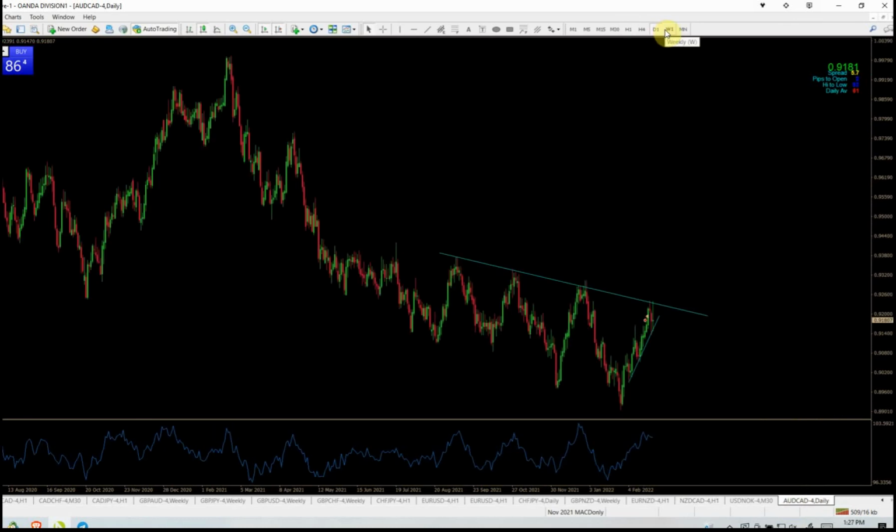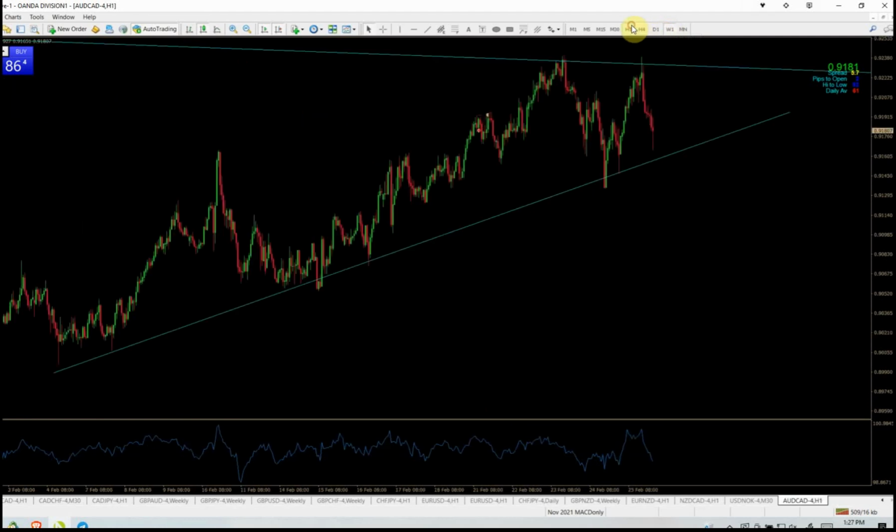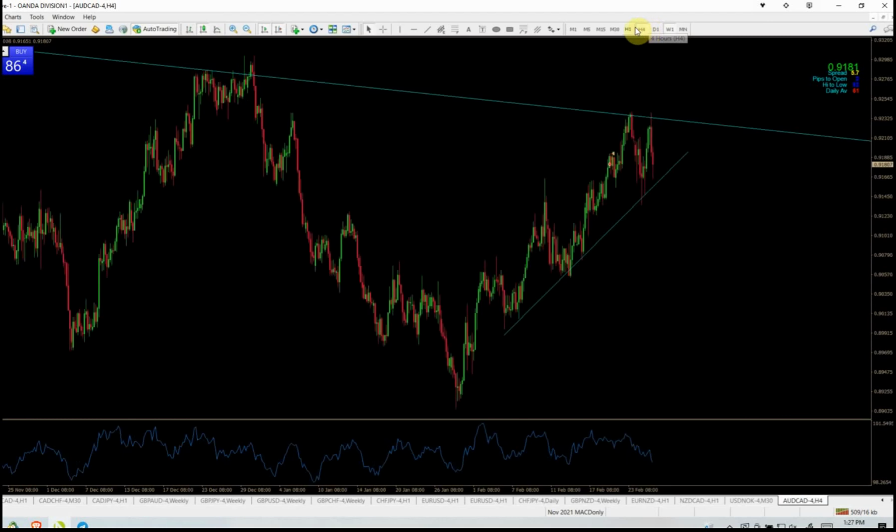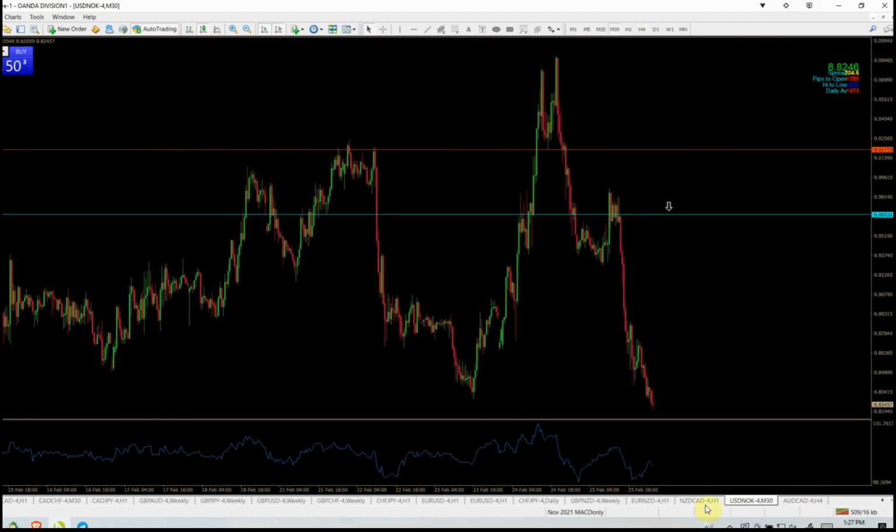And this is the Aussie Canadian. Not really a very good defined range here on the weekly, so that's not really one I'm looking at right now. I do have these trend lines in here, but my bias on this, honestly, is maybe a little bit to the downside, but it's not really one I'm watching right now.